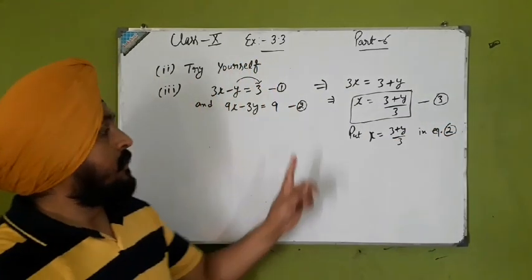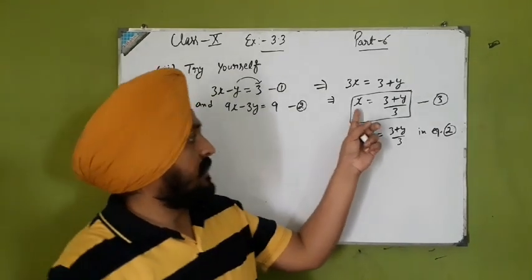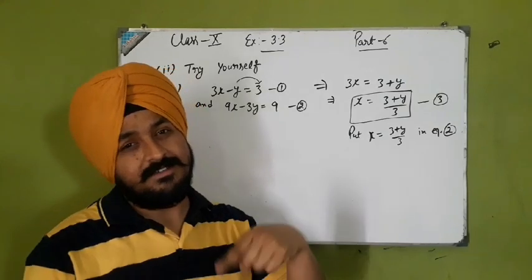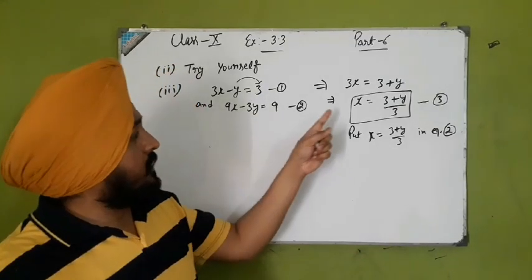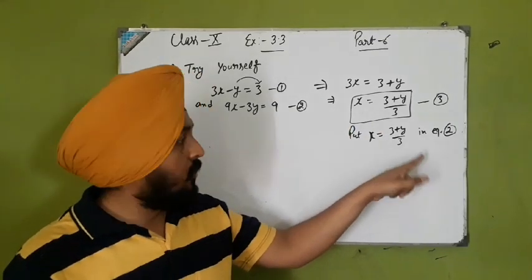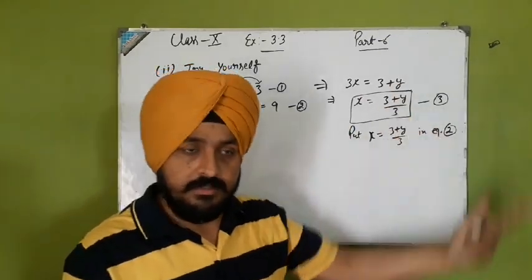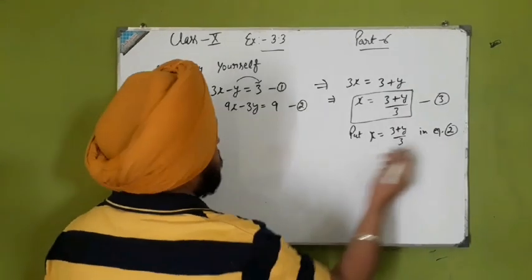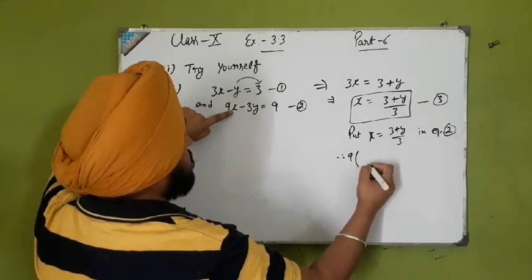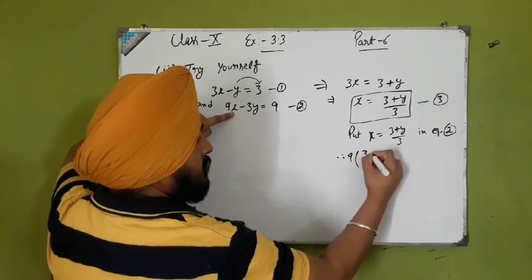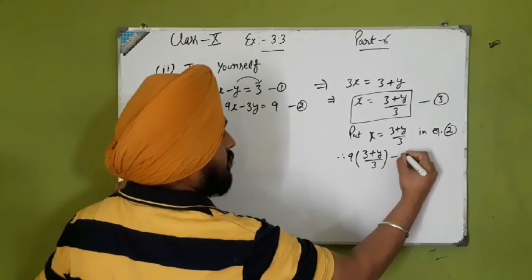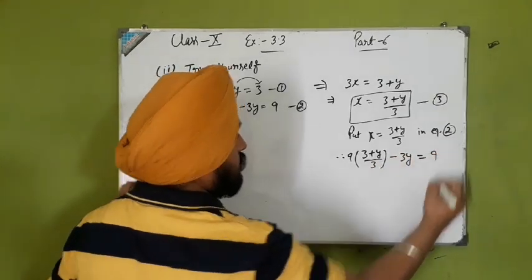Remember, if you have calculated the value of x from the first equation, then you have to put this value of x in the second equation. If you have taken this value of x from the second equation, then put this value of x in equation number first. Now put it in the second equation, so the second equation becomes 9 times, in place of x we write (3 plus y) over 3, minus 3y is equal to 9.